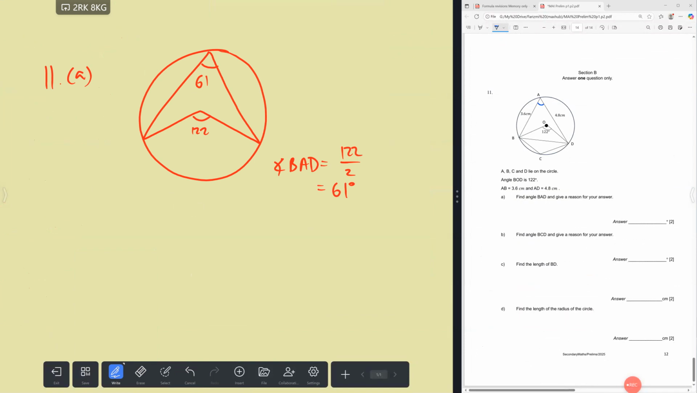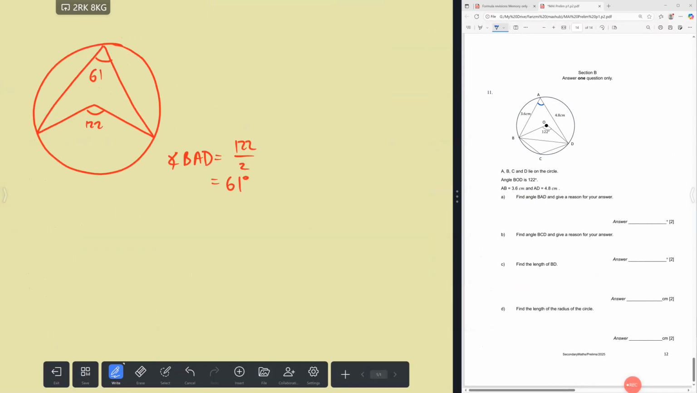Of course, you have to write reasoning because they really explicitly request it from you here. Every time you see this particular setup, the reason is angle at center equals 2 times angle at circumference.